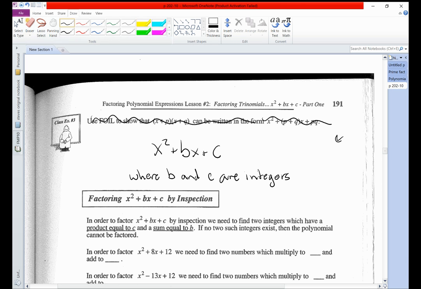So here's the form that we were talking about at the start, x squared plus bx plus c, where b and c are going to be integers or numbers. So some examples of this, just so you understand, are x squared plus 4x plus 16, or x squared minus 3x plus 5.